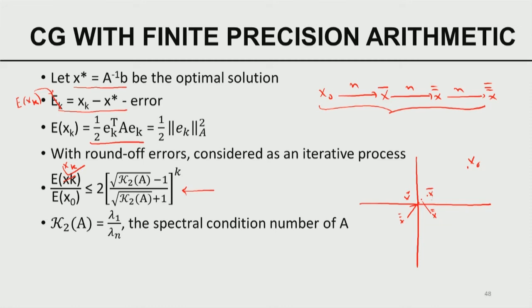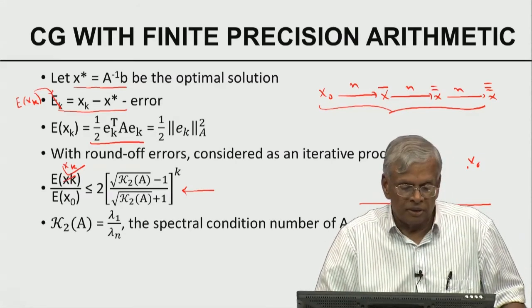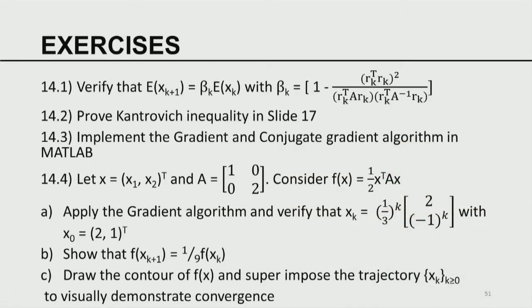X double bar is closer to the minimum than x bar. X triple bar is closer to the minimum than x double bar. So it is said that if you apply the conjugate gradient method in 3 phases, 3n iterations, in principle, you should be able to get very close to the optimum. And that is the power of the conjugate gradient method. With this we conclude the overall presentation of the minimization algorithm.